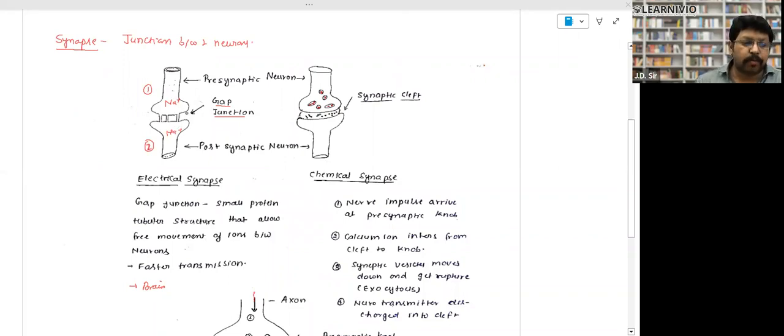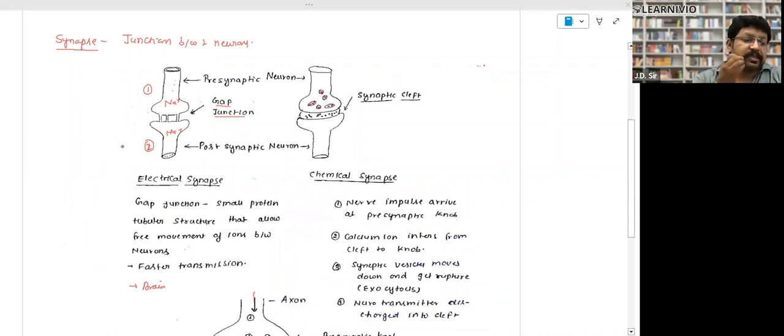There are certain tubulins, right? These are called gap junctions. So the junction in an electrical synapse is known as a gap junction. There are tubulin proteins and pipe-like structures between them. Sodium ions transfer directly from one neuron to another. Hence the flow of information is very fast and very quick, right?